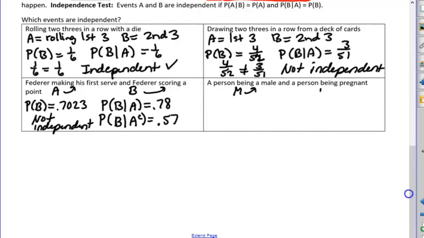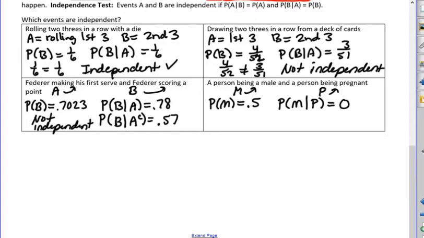M is being male, P is being pregnant. So for the sake of argument, let's just say that the probability of being male is 0.5. That's probably not exactly true, but for people in general, we'll say there's about a 50% chance of randomly selecting a person and they're male. What's the probability of randomly selecting a male given that the person is pregnant?